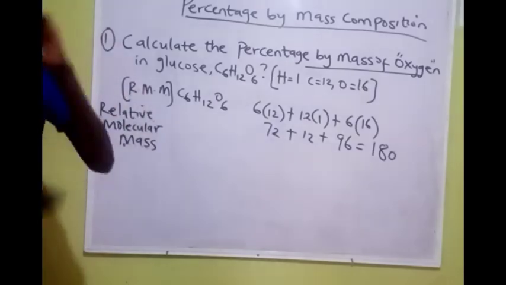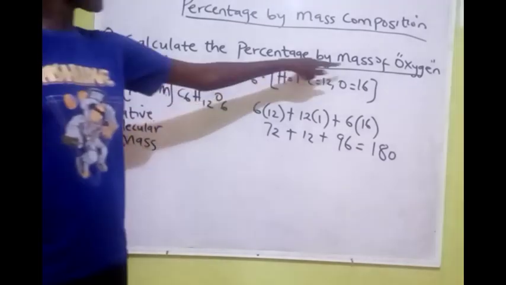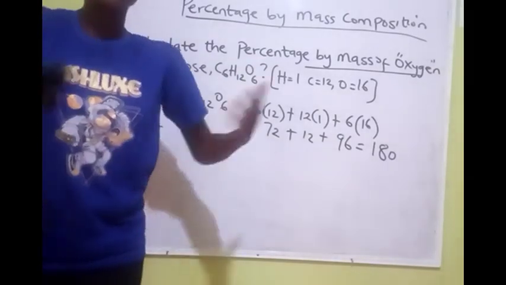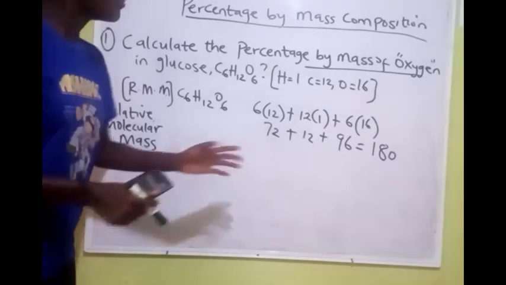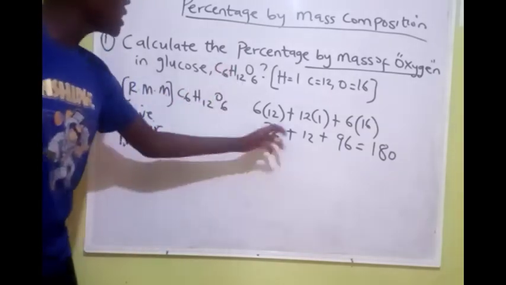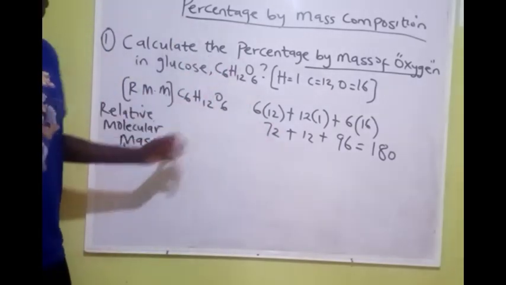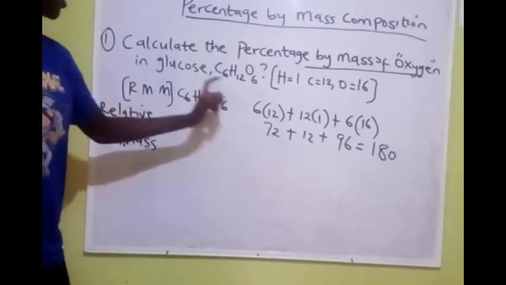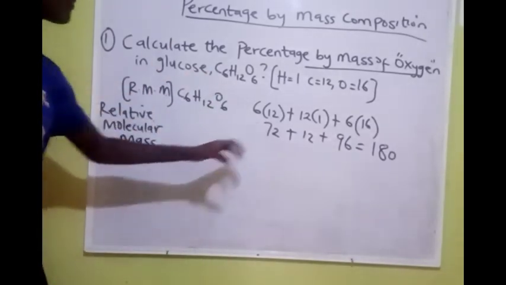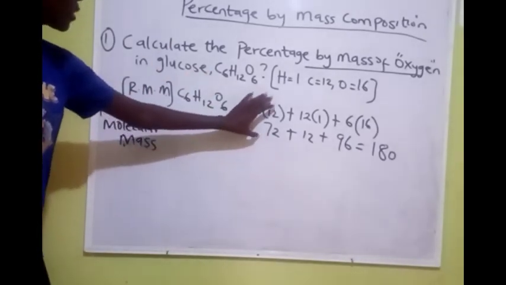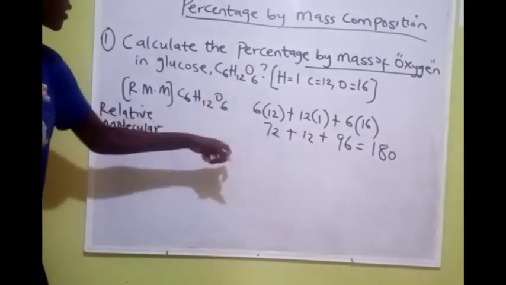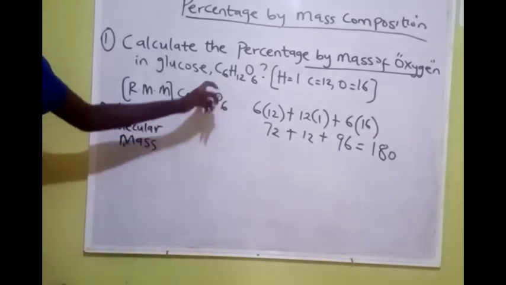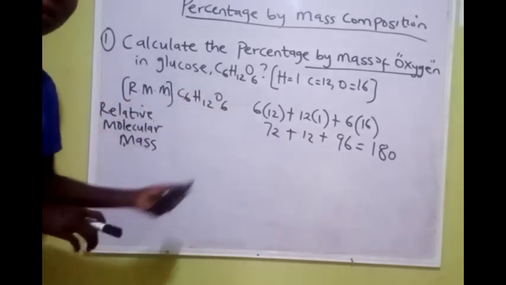Now the question says, calculate the percentage by mass of oxygen. When you hear percentage, it means over 100. It's talking about 100. Now let me analyze it. In this question, we solved for the relative molecular mass of this compound, glucose. But in the question, we have each of the masses of the elements. In this glucose here, 72 belongs to carbon. Carbon has 72 mass. Do you understand?